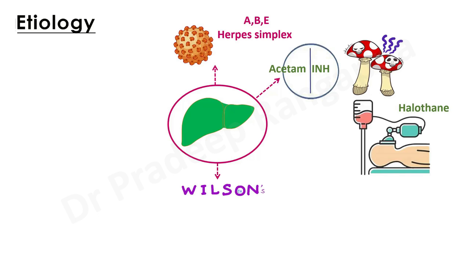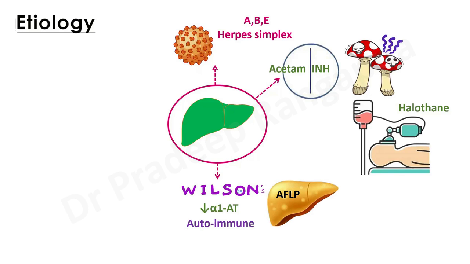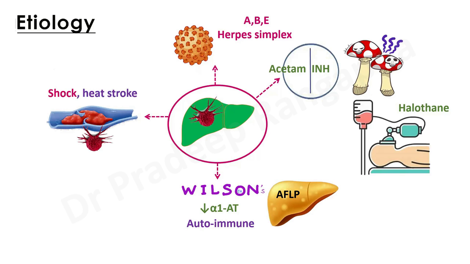Then there is a metabolic component. The way you could recall the etiology is drugs, viruses and metabolic. Wilson's disease, alpha 1 antitrypsin deficiency, autoimmune and acute fatty liver of pregnancy, all this you could put as metabolic causes. Then we have vascular causes like portal vein thrombosis or Budd-Chiari syndrome, and tumor invasion of the liver like HCC causing liver failure. Some of the rarer causes are shock with RV dysfunction or RV failure leading to liver congestion and failure, which is also a reported cause. And heat stroke is another rarer cause.